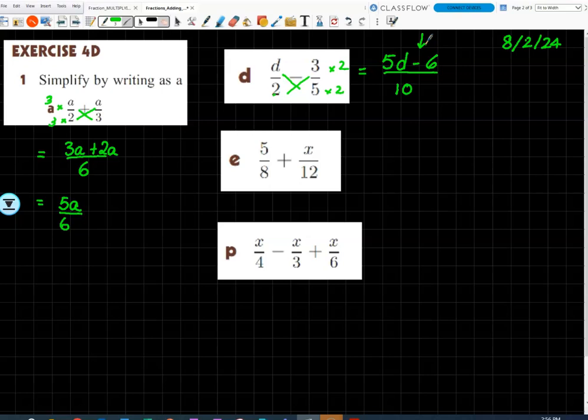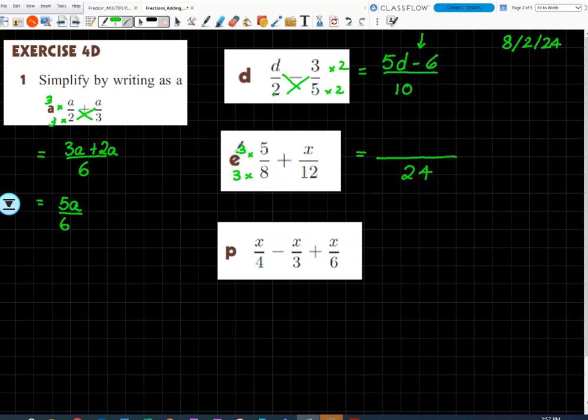Lo and behold, I didn't even know this question was coming, but we just did this. What's the lowest common denominator? What's the lowest common number that 8 and 12 both go into? We just said 24. And so 8 times what gives you 24? Well, it's 3. So what I do to the bottom, I do to the top.